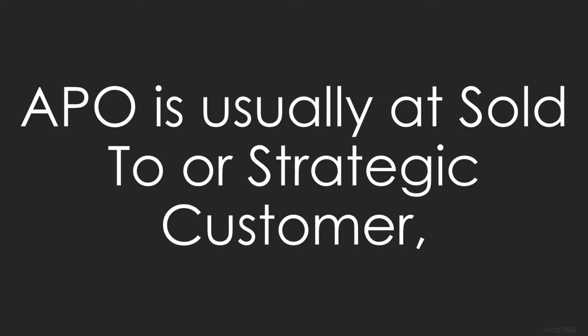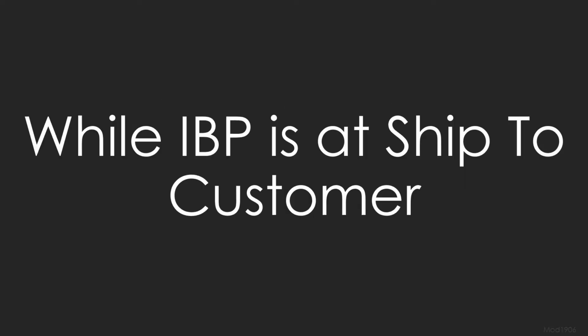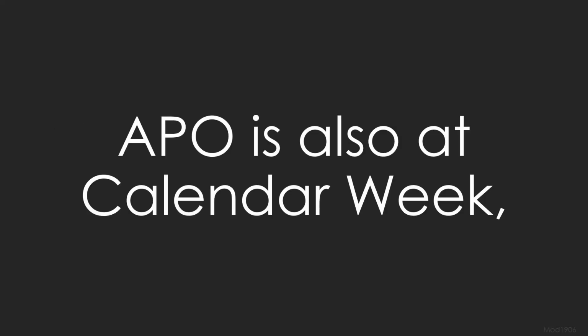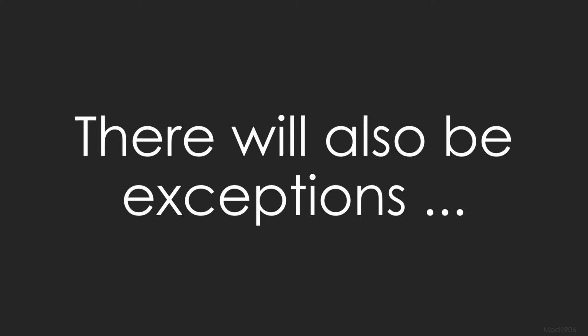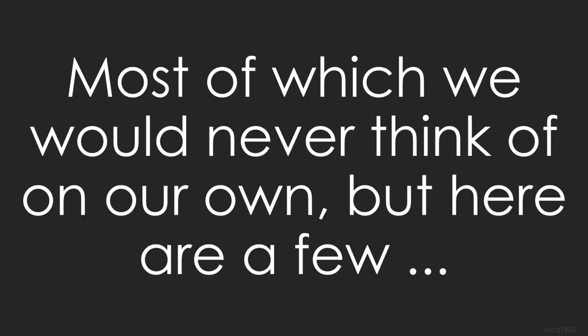APO is usually at sold to or strategic customer, while IBP is at ship to customer. APO is also at calendar week, while IBP is at technical week. There will also be exceptions, most of which we would never think of on our own, but here are a few.